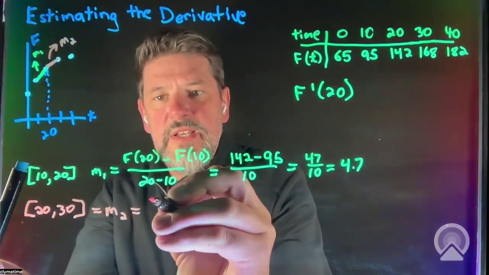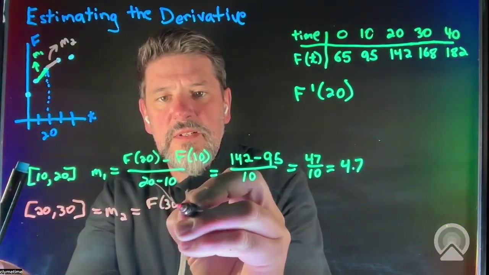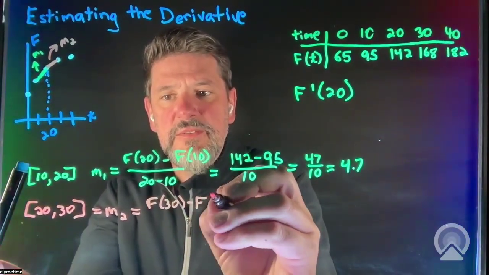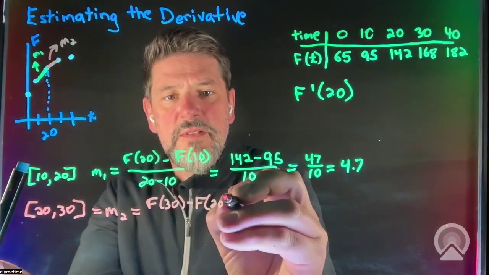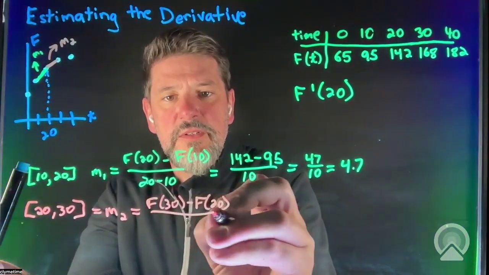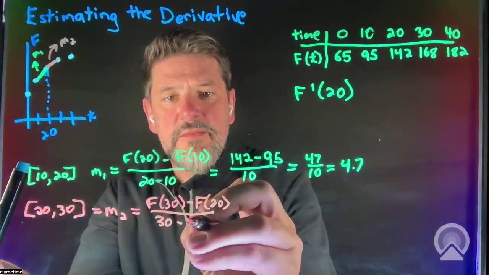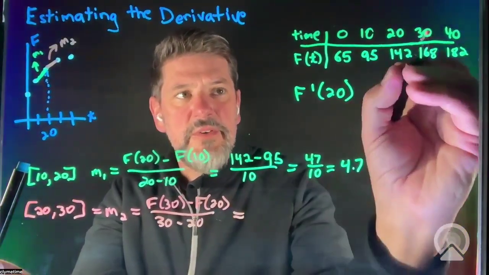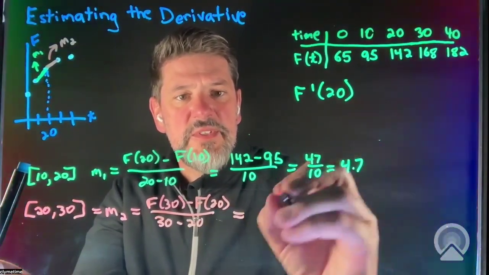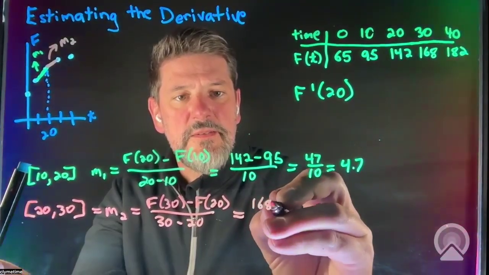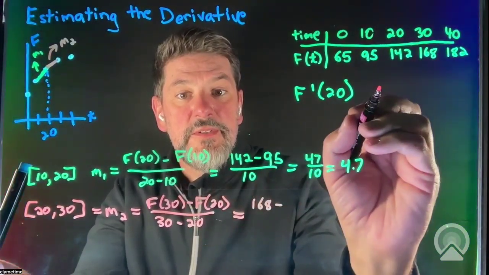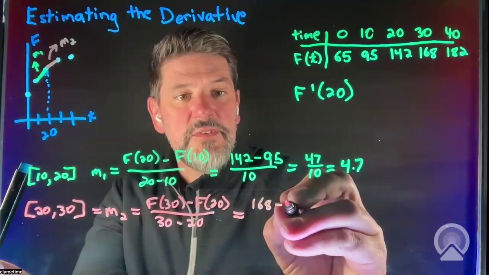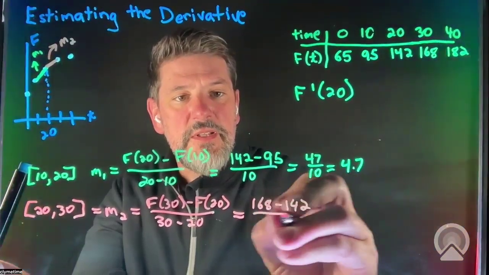So that's going to be f of 30 minus f of 20, all over 30 minus 20. And f of 30, if we look at our table, we can see f of 30 is 168. F of 20 is 142. And that's all over 10.